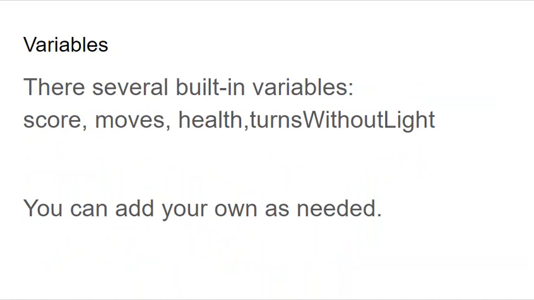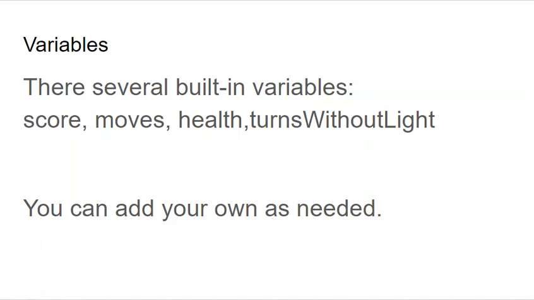There are several built-in variables already, stuff that just gets used all the time in every game. So score, moves, health, and then there's turns without light, because the very first game I wrote using Lantern, I just built this thing in because it was a Zork-like or adventure-like thing where if you're in the dark for too long, the cave collapses on you. So the game tracks how long you've been in darkness. But you can certainly add as many variables as you need. There's a tab in Lantern's interface for adding new variables.